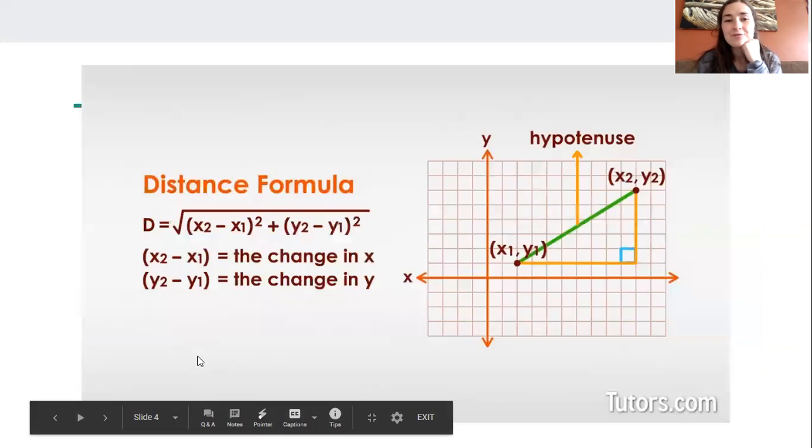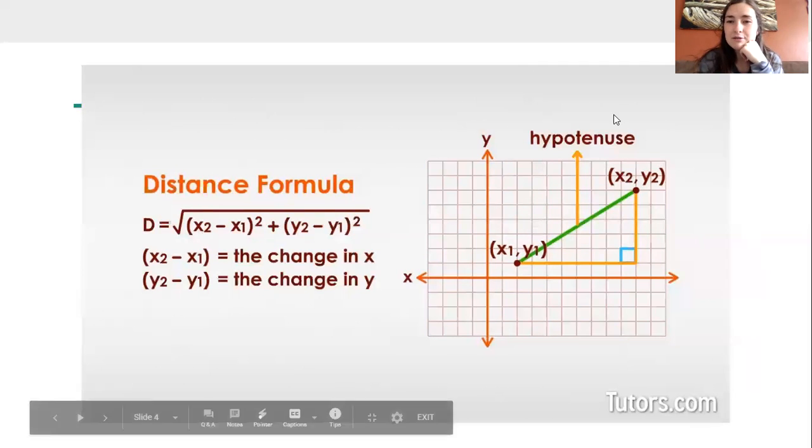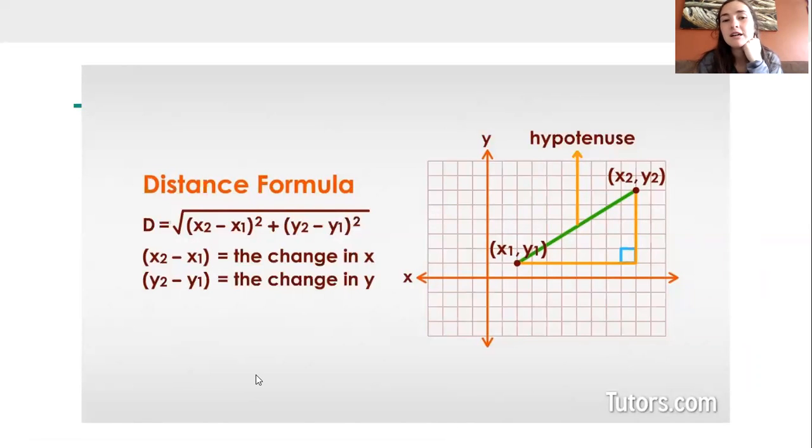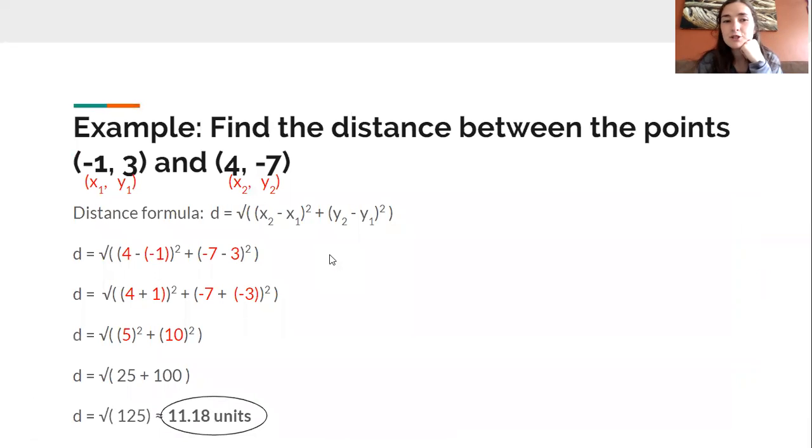Okay, so just go to the next slide. See here, it has just the distance formula. The distance is equal to the square root of x2 minus x1 squared plus y2 minus y1 squared. Okay, and you can see that from the picture here as well. So now let's look at an example of using this distance formula to find the distance between 2 points.